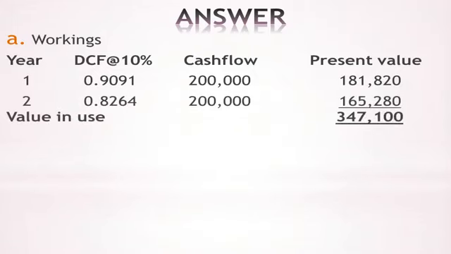Let's go to year 2. Year 2 will be 0.8264 multiplied by 200,000. That will give us 165,280. And then for the value in use, we're going to sum the present values up, and then we have 347,100 as our value in use.